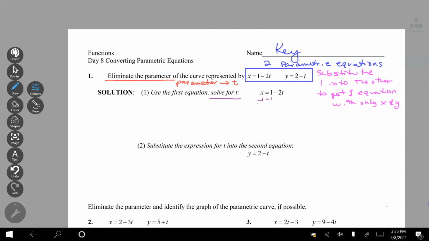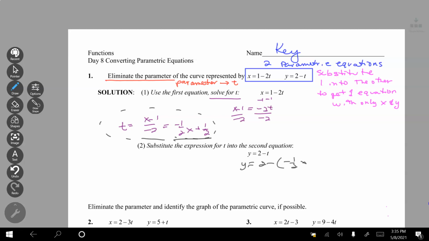So I could subtract 1, x minus 1 is negative 2t, divide by negative 2. I have t equals x minus 1 over negative 2, or better yet, negative 1/2 x plus 1/2. Okay, so right now I have this equation. So every time I see the letter t, I can get rid of it and put in this stuff. So right here, I could take this y and say y equals 2 minus what I just got, negative 1/2 x plus 1/2.